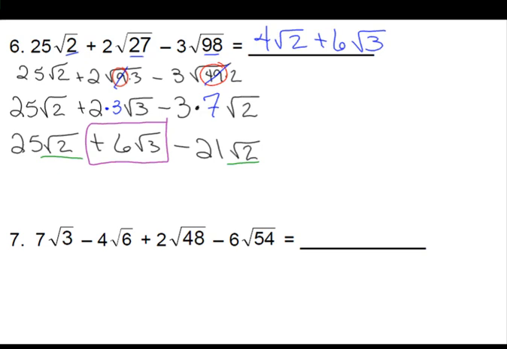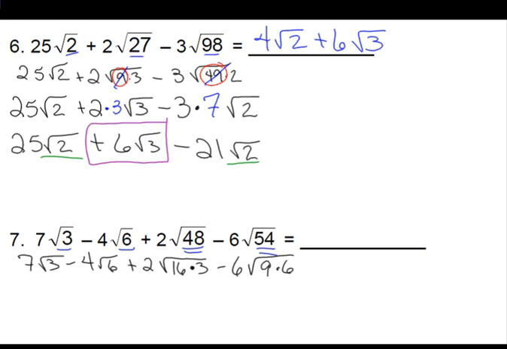Looking here at problem number 7, I have a square root of 3, a square root of 6, a square root of 48. I can probably break that one down. Oh, and here is a square root of 54. 3 and 6, they're cooked. Can't do anything to them, so I have 7 square root of 3 minus 4 square root of 6 plus square root of 48. 48 is the same thing as saying 16 times 3. I use 16 because 16 is a perfect square. Minus 6 times the square root of 54, which is 9 times 6. I use 9 times 6 because 9 is a perfect square.